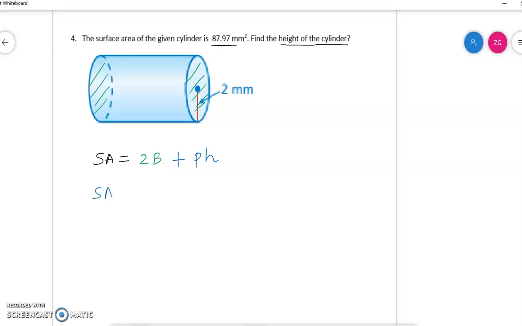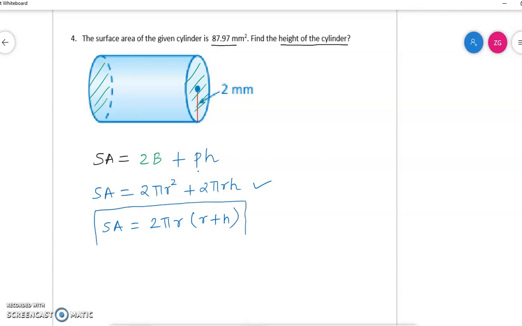When you simplify, you get 2 times the area of the base, which is 2 times pi r squared, plus the perimeter of the circle, 2 pi r, times height h. So this is the formula we are going to use to find the surface area. We can still further factorize it. Surface area is 2 pi r common, so we are left with r plus h. We'll be using this formula in this example to find the unknown value.